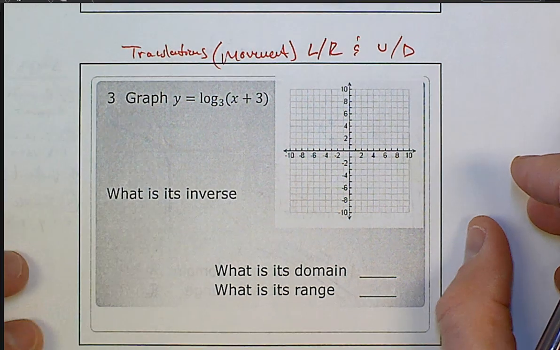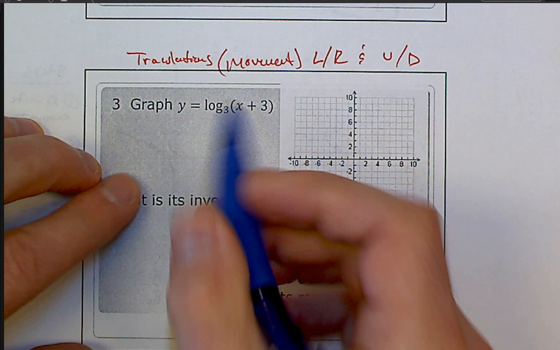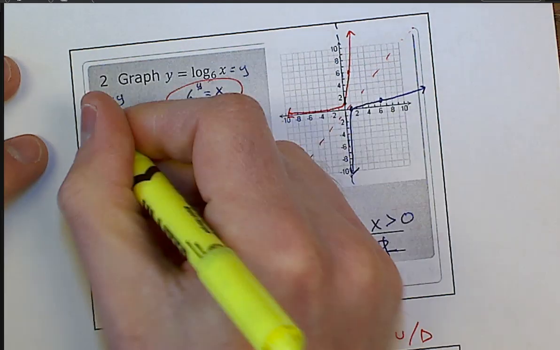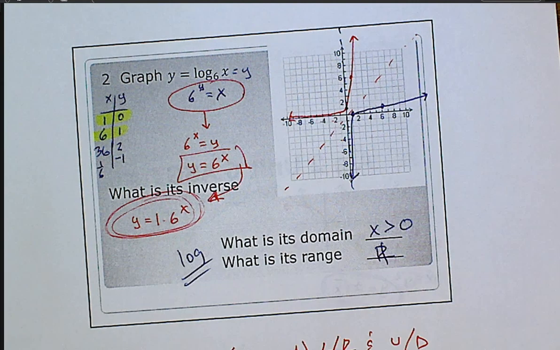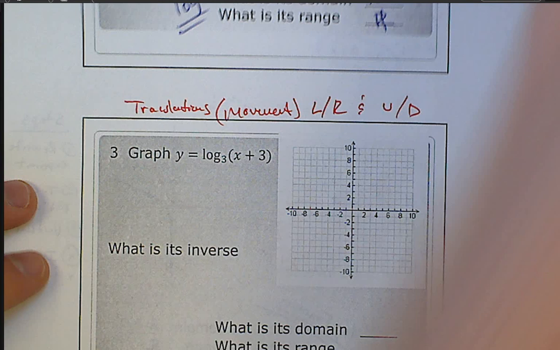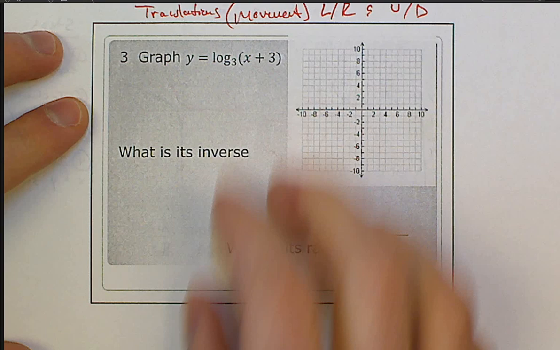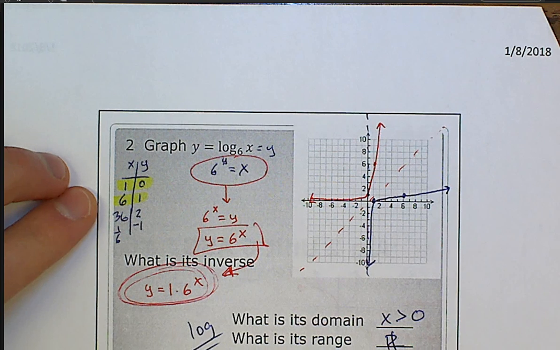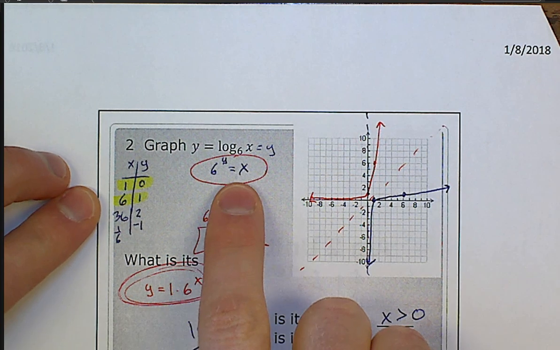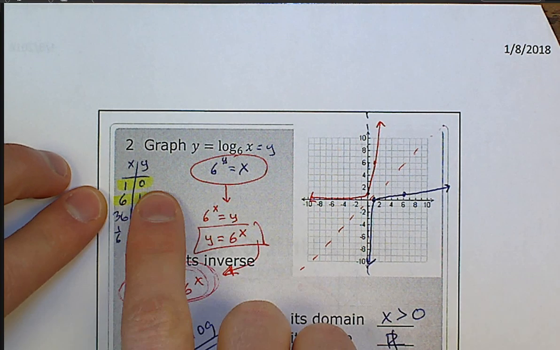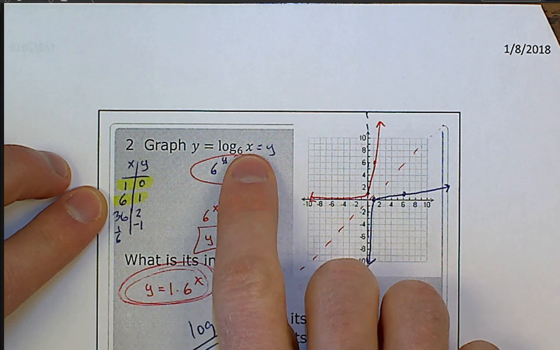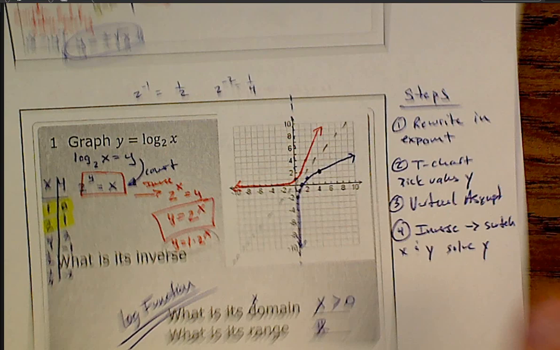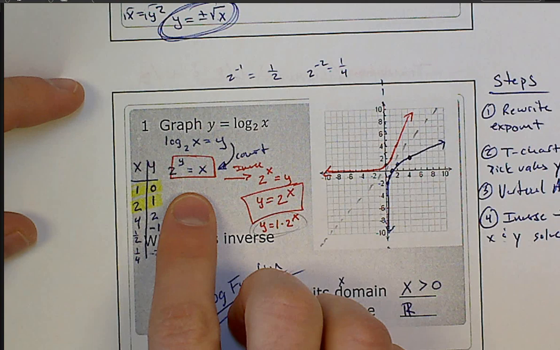Now, I want to kind of draw your attention to, and there's a lot of different ways to graph these, okay? Especially when you get into the translations, and I'm going to try to keep it as simple as I can for you. If you notice some patterns here, when we converted number 2, we got 1, 0, 6, 1. Look at the base, 6. 1, 0, 6, 1. Let's go back to number 1. When we converted it, right? Look at our points.